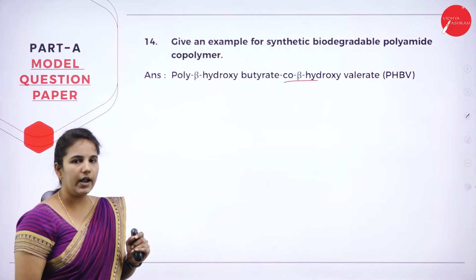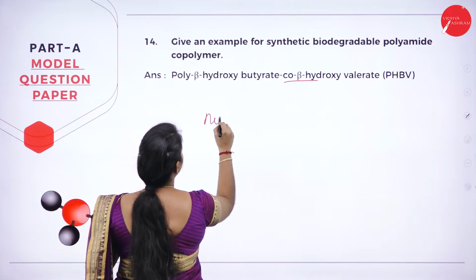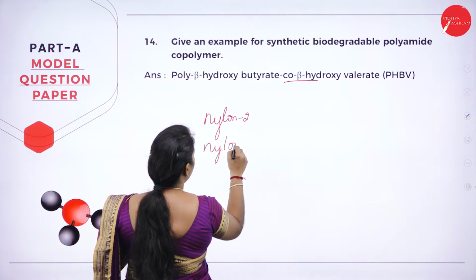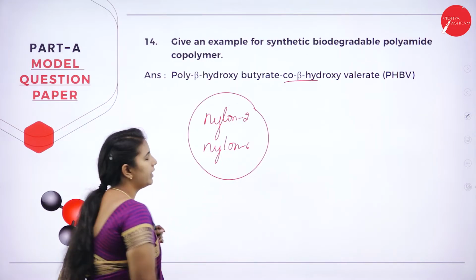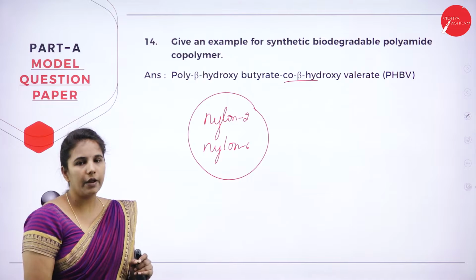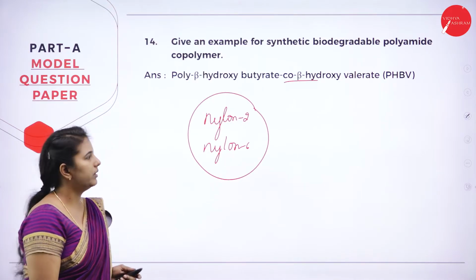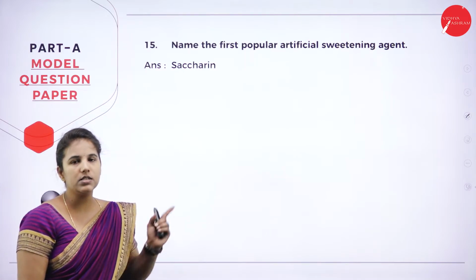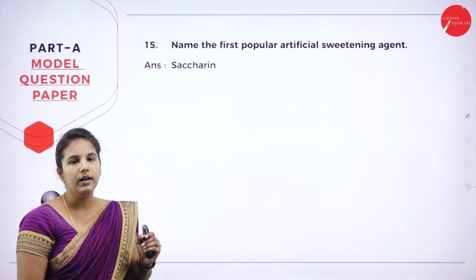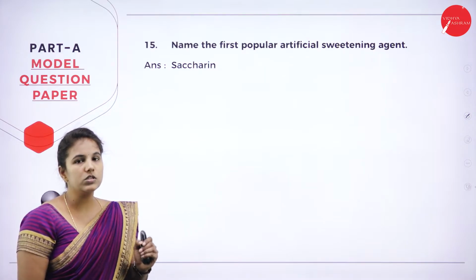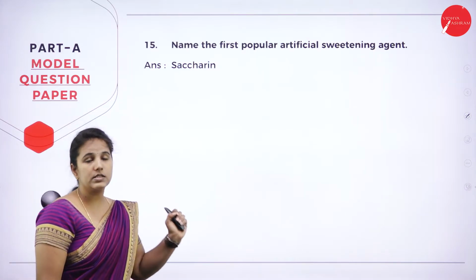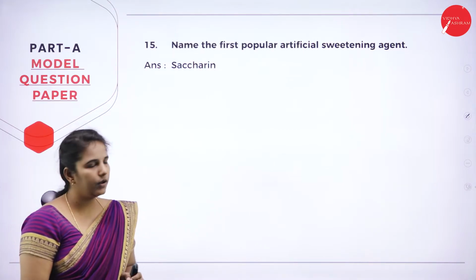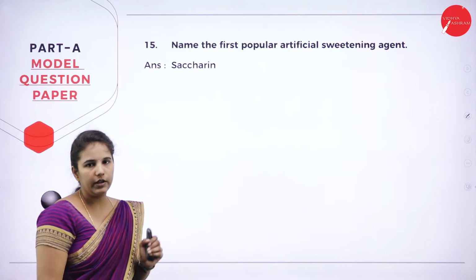Okay, either you can write nylon 2 nylon 6. This is also another example for the synthetic biodegradable polyamide polymer. Next is, name the first artificial sweetening agent. This is the last question in the 1 mark. Here you need to write that the most popular and first artificial sweetening agent is saccharin. Okay. For writing the name, you will get 1 mark.